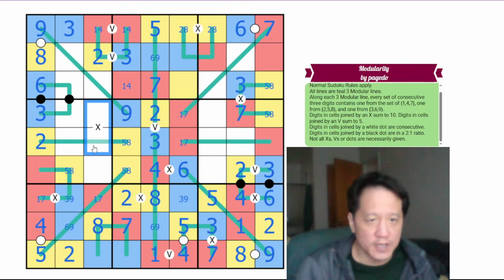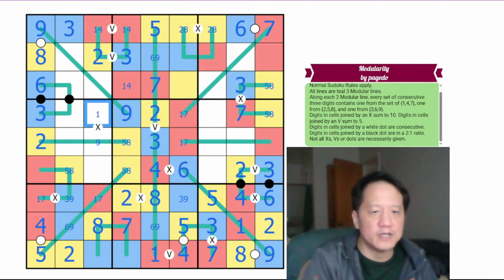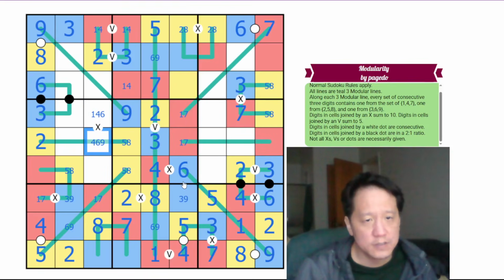These 2 digits add up to 10. Cannot be 2 or 3, so that eliminates 2, 8, and 3, 7. So it's either 1, 9 or 4, 6. If it's 1, 9, this is 1 and 9. If it's 4 and 6, either of these could be 4 or 6. Either way, this is 1 or 4. One of these is 1 or 4.